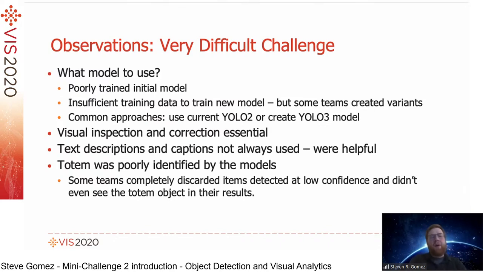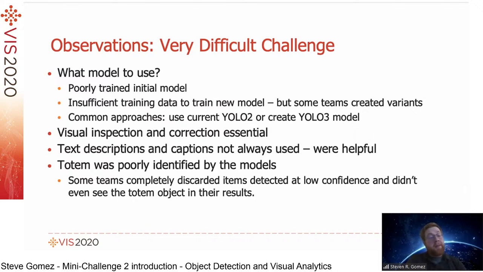So one observation is that the initial model that we provided was actually kind of poorly trained. There wasn't a lot of training data for it. So a lot of the confidence levels might have been low for recognizing objects. There might have been mistakes in the labels that were identifying objects. And that also made it difficult if you were going to create your own model, because there just wasn't a lot of training data for you.